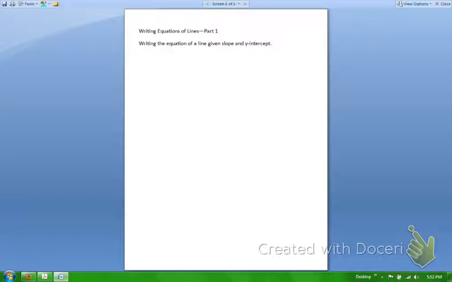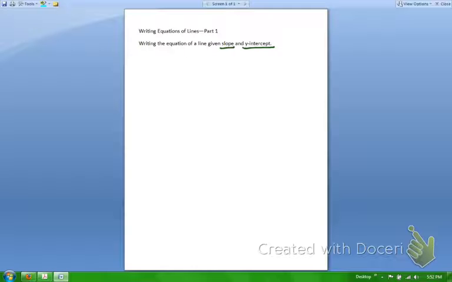Hello, in today's lesson we're going to start talking about writing equations of lines. I'm going to break this down into 3 smaller parts so that if you need to go back later you only have to focus on the areas where you're not as comfortable. We're going to start with the easiest and the most basic way. We're going to write the equation of a line given the slope and the y-intercept.